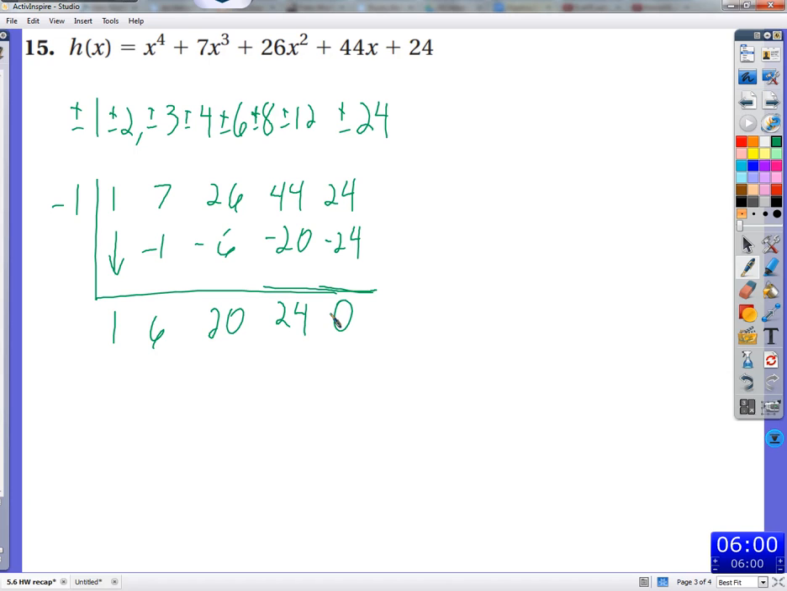But when I say that x plus 1 is a factor of this, what does it mean? They're equally true, that x plus 1 is a factor and negative 1 is a 0. But what can I do with x plus 1, since it's a factor? Multiply. You can multiply it by the numbers up there, and this will be one x to the third, plus 6x squared, plus 20x plus 24. And we got that zero remainder.